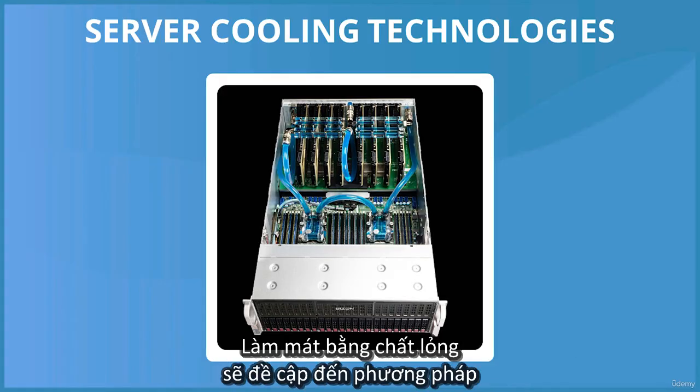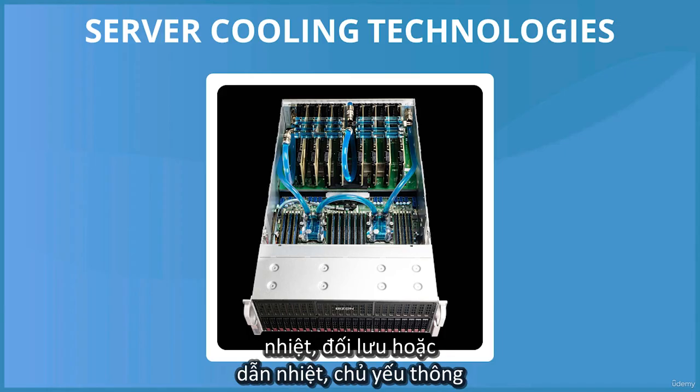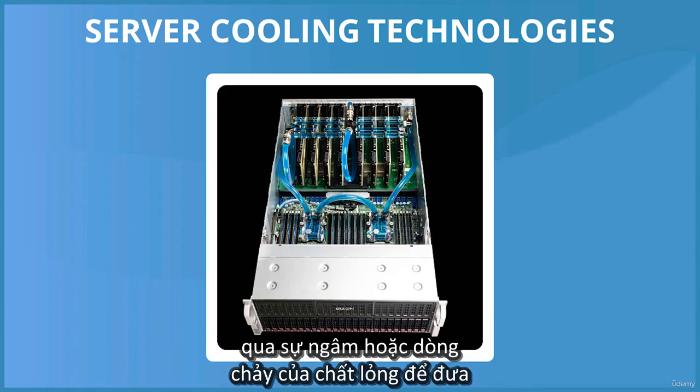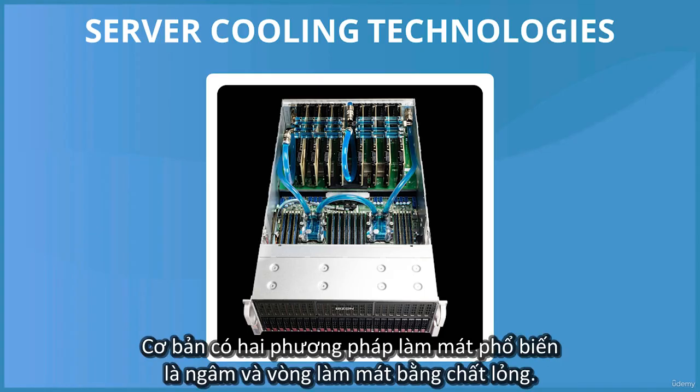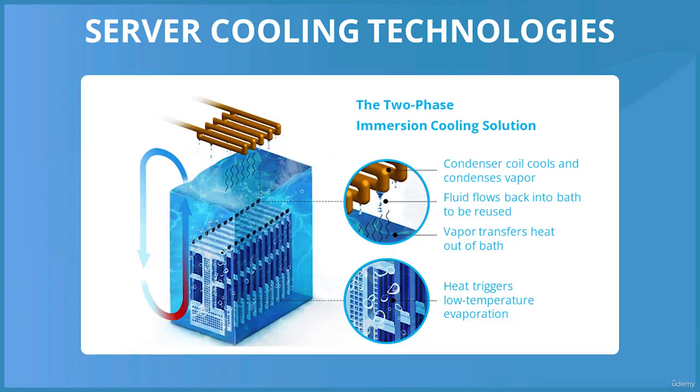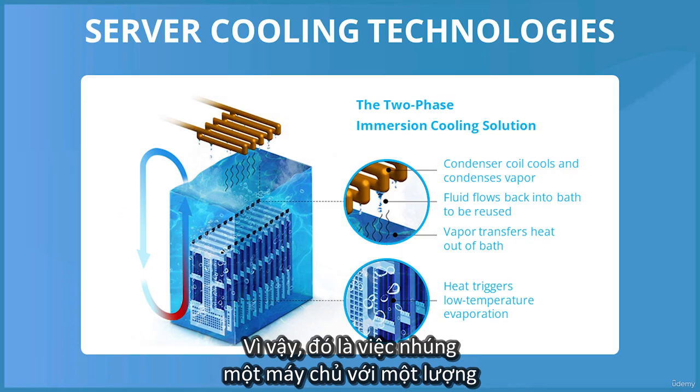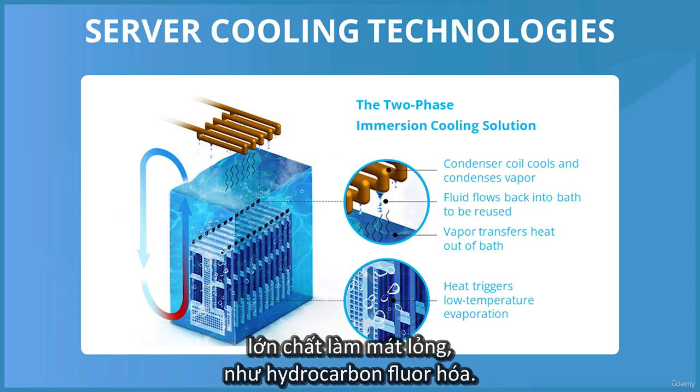Liquid cooling refers to the method of heat convection or heat conduction, mainly through the immersion or flow of liquid to take heat away to achieve server cooling. There are basically two common cooling methods: immersion and liquid cooling loops. So it's immersion, loading a server with a large amount of liquid coolant, such as fluorinated hydrocarbons.